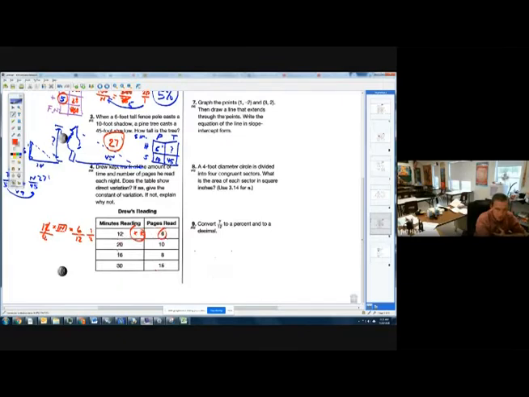You have to check all of these. Is half of 20 10? Yes. Is half of 16 8? Yes. Is half of 30 15? Yes. So yes, it is direct variation. And what is the constant of variation? It's times 1/2 or times 0.5, however you want to say it, but it is direct variation.